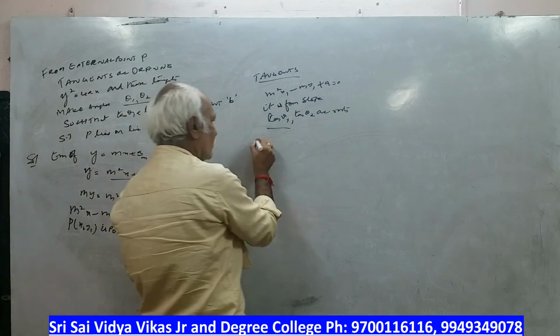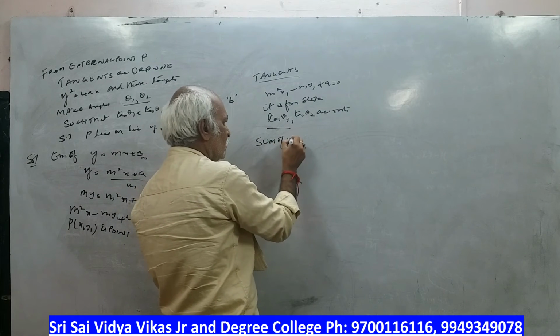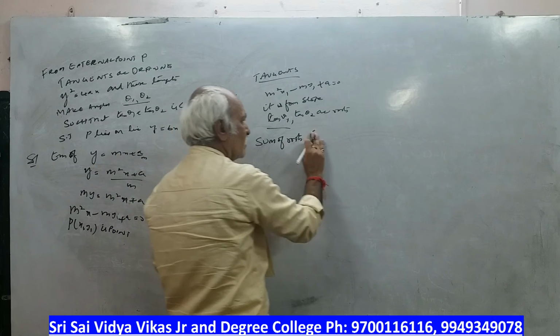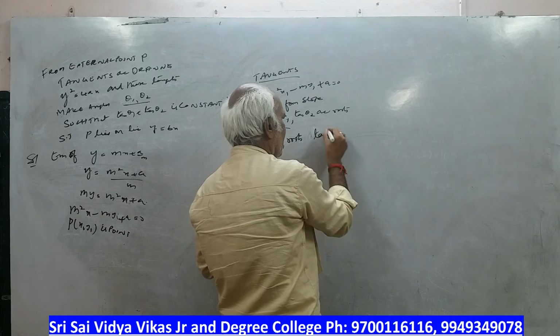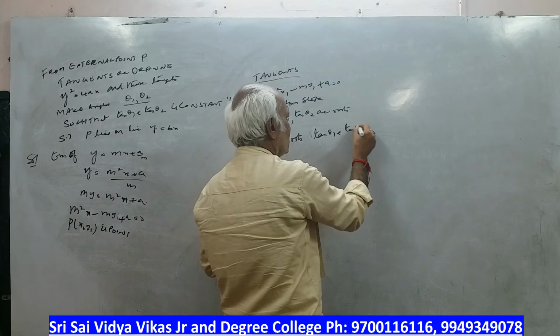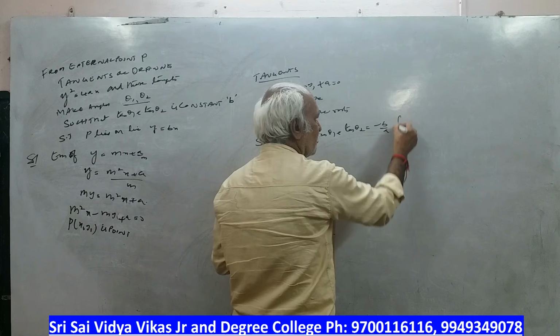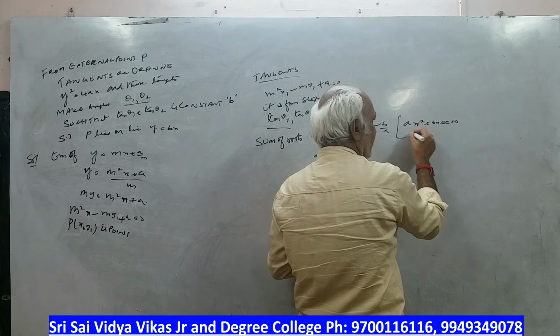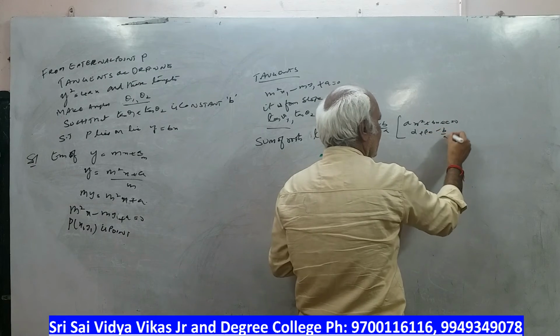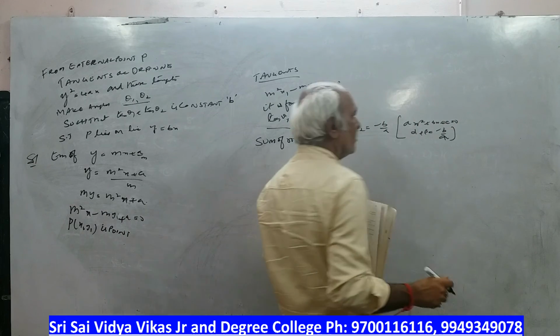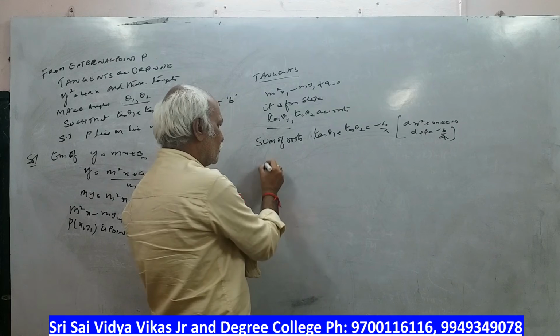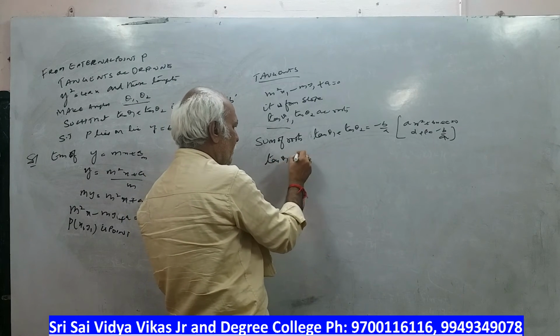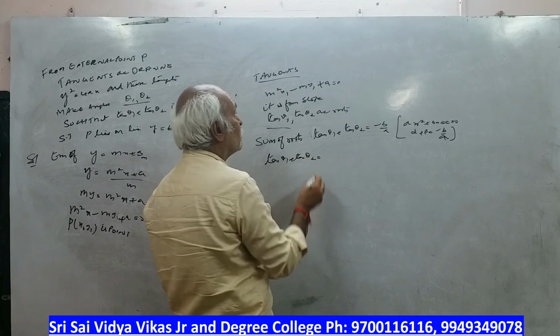What is the sum of the roots? tan theta 1 plus tan theta 2 is equal to minus b by a. From the quadratic equation ax square plus bx plus c, what is alpha plus beta? Minus b by a. This formula we are applying. So tan theta 1 plus tan theta 2 is equal to minus b by a.